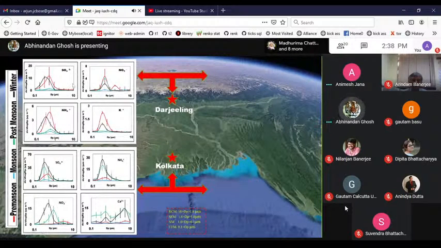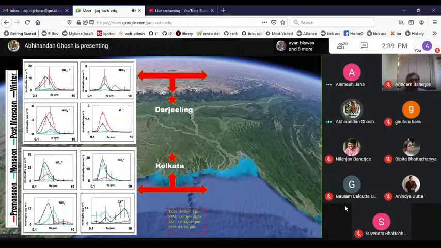You can see the similarity of sulfate, nitrate, and ammonium found in both Darjeeling and Kolkata. These are basically the secondary species, that means they are formed within the atmosphere. And the fourth one is non-sea salt potassium, which is a very reliable biomass burning tracer. For the biomass burning tracer, the red lines are for the pre-monsoon, while the black lines are for the winter. So during pre-monsoon and winter, the biomass burning aerosols dominate in the environment of Darjeeling.